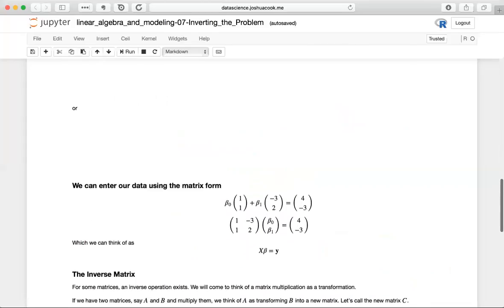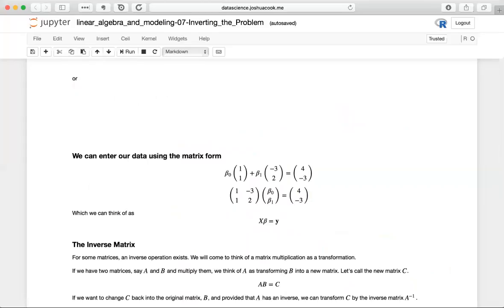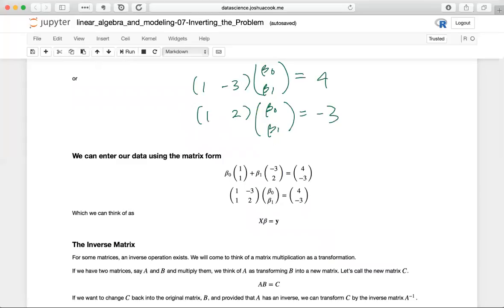So if we convert this, we've got 1, -3 times beta 0, beta 1 is equal to 4, and 1, 2 times beta 0, beta 1 is equal to -3. Now it's just another step to convert it into our matrix form here. So this is another way of writing it: beta 0 times 1, 1, plus beta 1 times -3, 2 is equal to 4, -3. Or here we've got it in this matrix form.